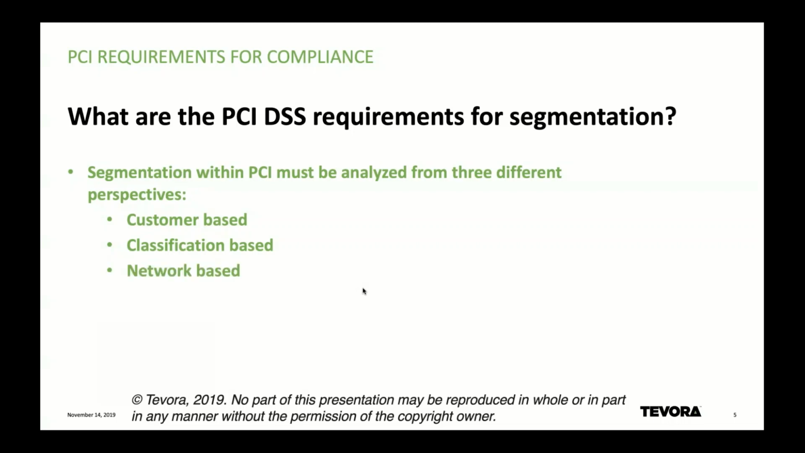We're talking today about network-based segmentation. What are the requirements around network-based segmentation or systems-based segmentation in PCI, and what are the implications? So I think we have to first just answer the question at its basic: what are the PCI DSS requirements for segmentation? And there's a short answer, right? When we talk about network segmentation, there really is no specific requirement that says you have to use network-based segmentation.